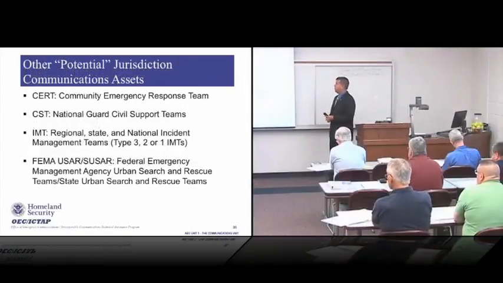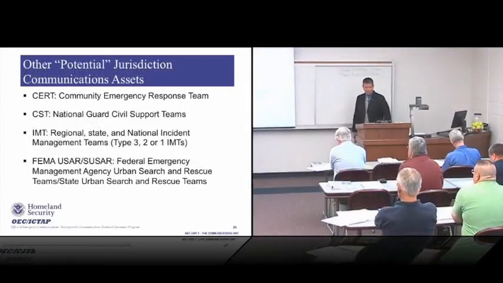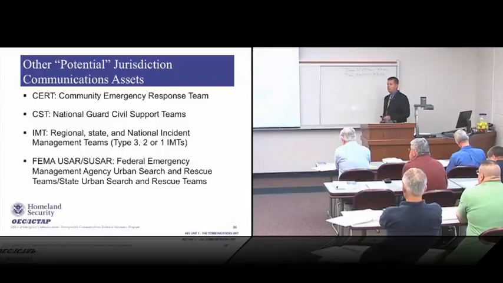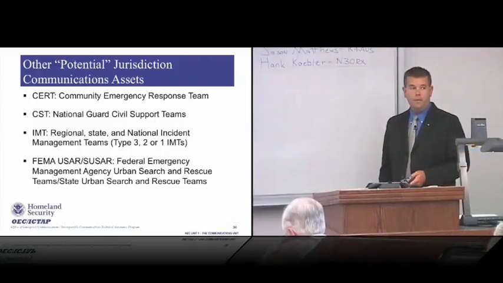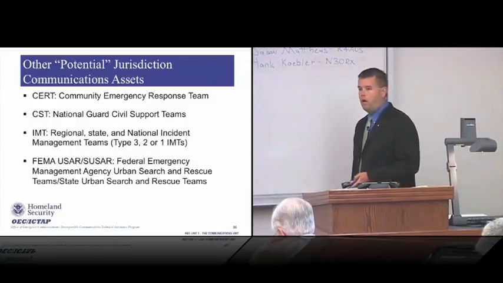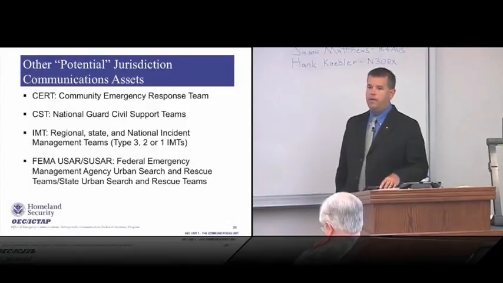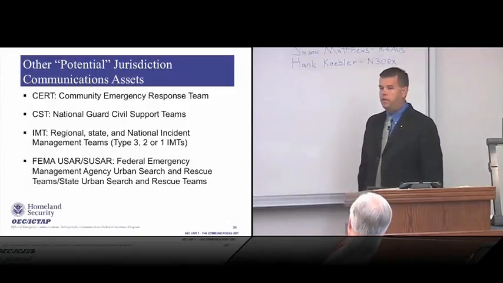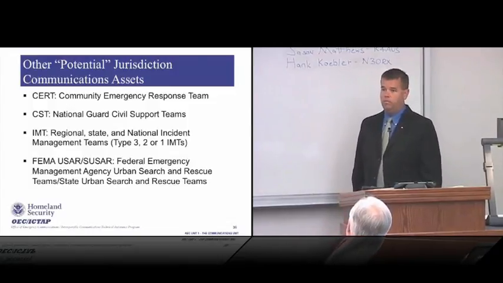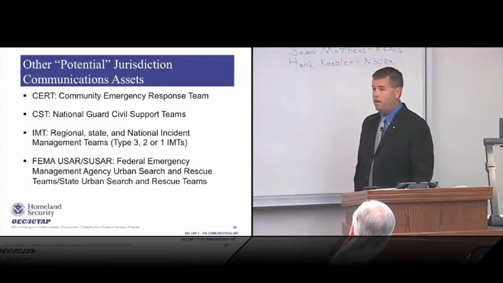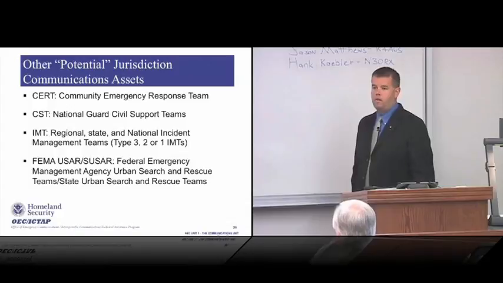Other possible jurisdictions, communications, assets that are out there. We talked about CERT. One gentleman here brought up the CERT program. Those community emergency response teams, they've got to be able to communicate too. And quite often, what do they normally use? What do they have out there? Family radios, GMRS radios, cell phones, Nextel radios, amateur radios, CBs. It's whatever they can get their hands on a lot of times.